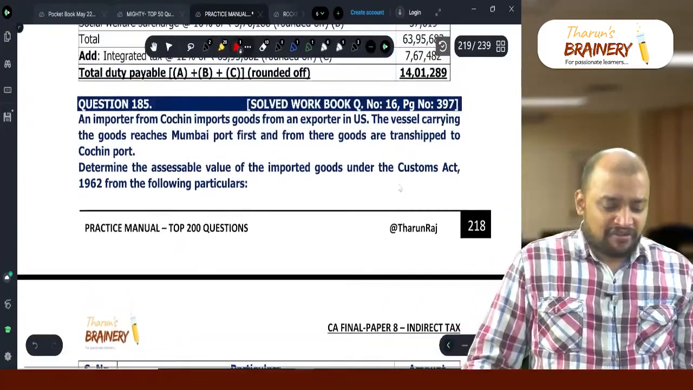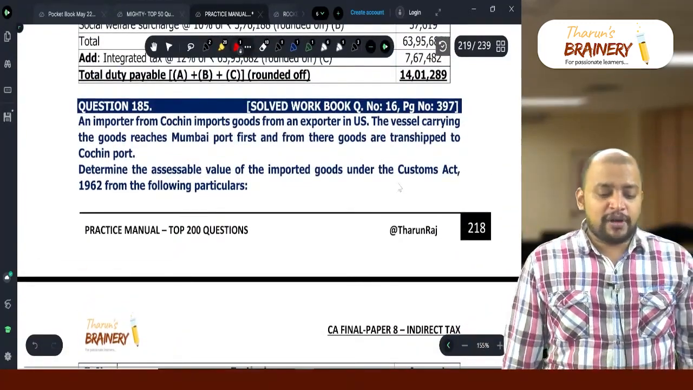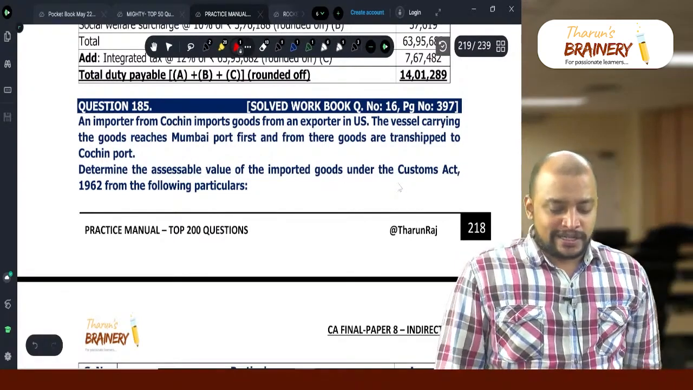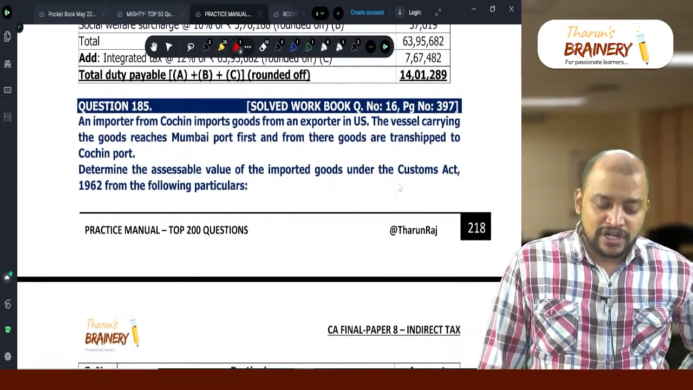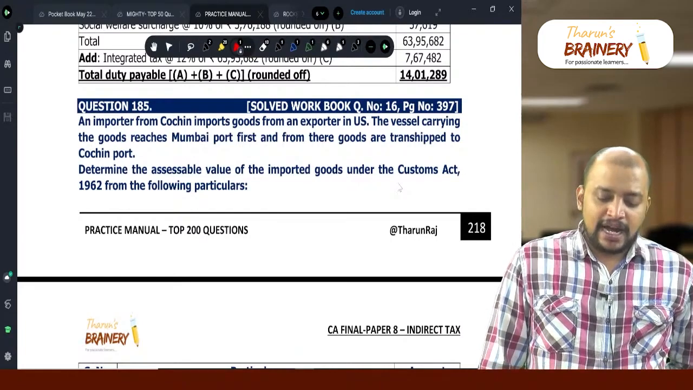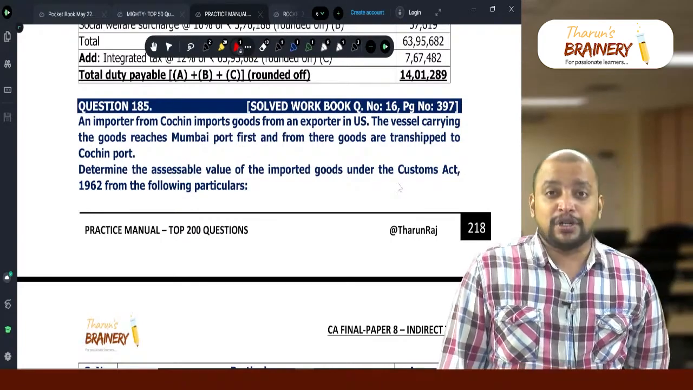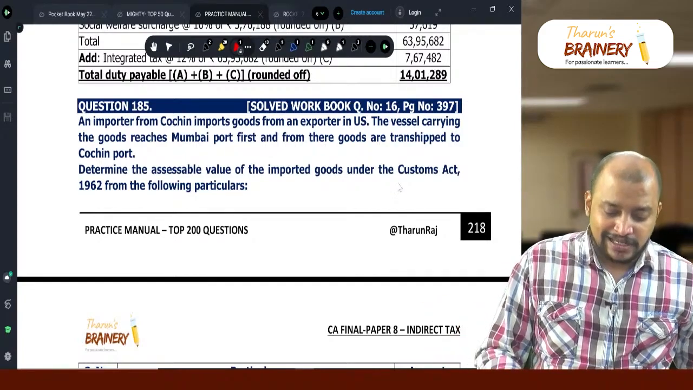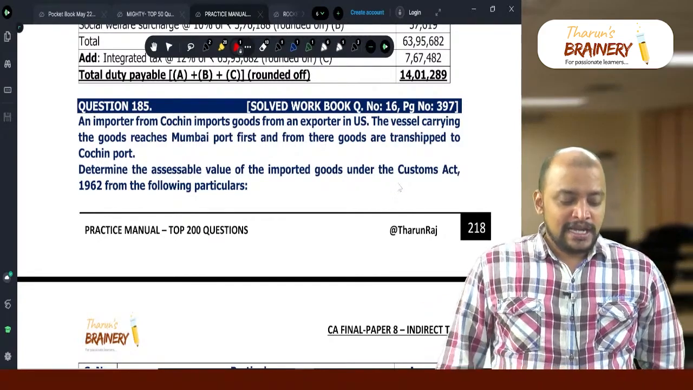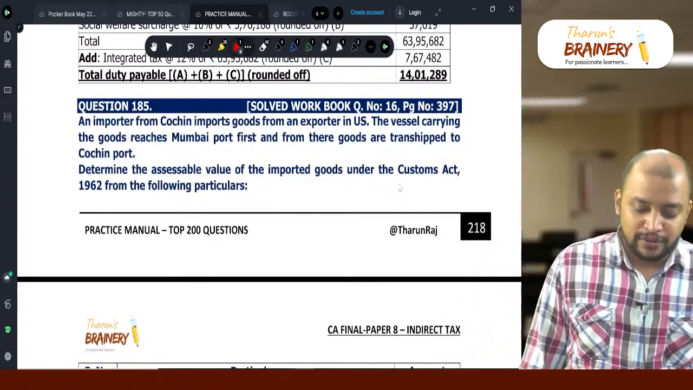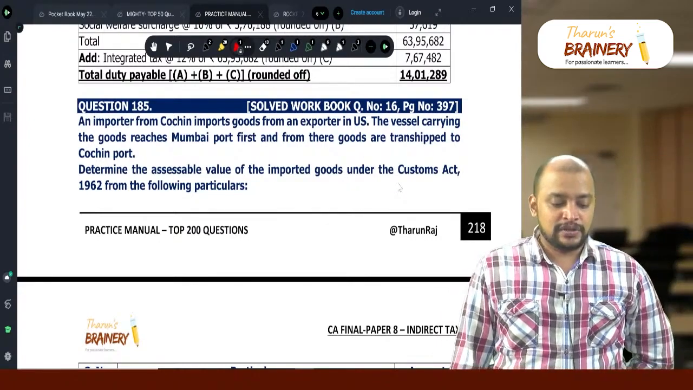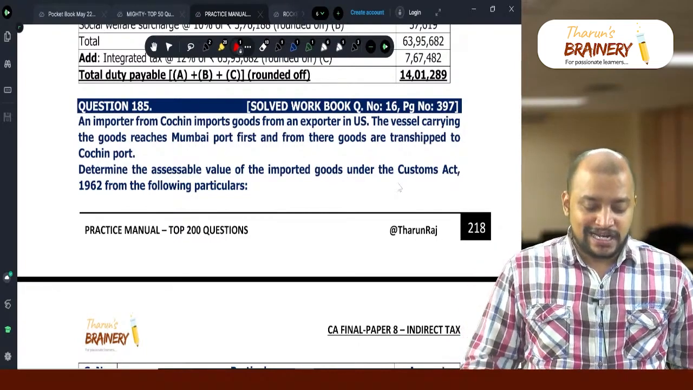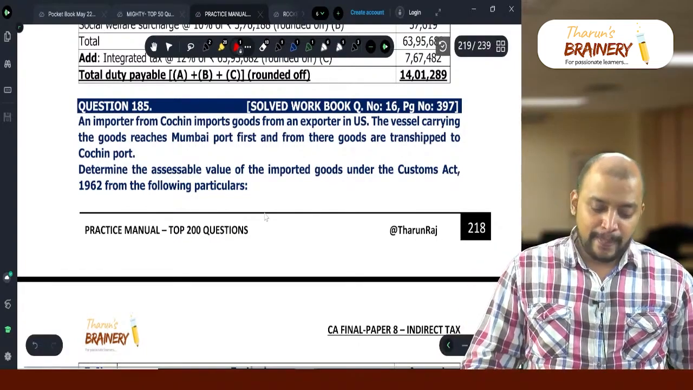Question number 185. An importer from Cochin imports goods from an exporter in US. The vessel carrying the goods reaches Mumbai port first, and from there the goods are transshipped to Cochin port. Determine the assessable value of imported goods under the Customs Act 1962 from the following particulars. So what will be taken as the assessable value in this case?